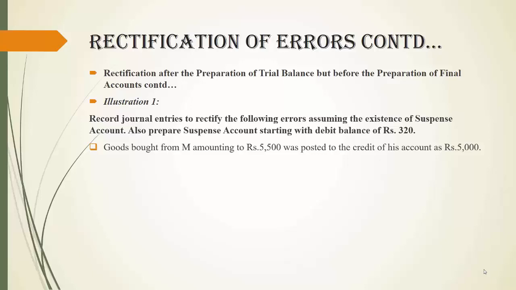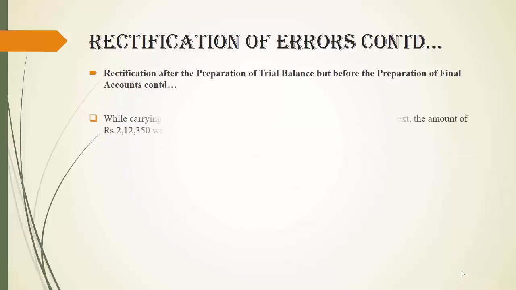So in this case, we have to open a suspense account and the journal entry will be suspense account debit to M's account rupees 500 being rectification of short credit to M. Moving on to the next transaction.